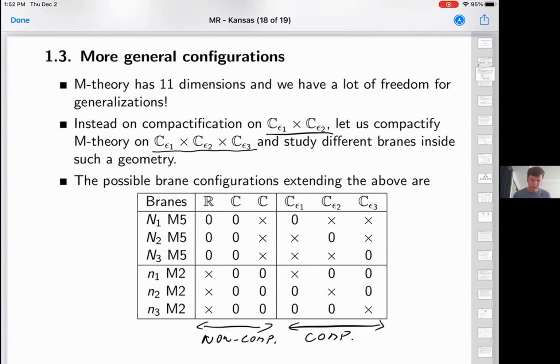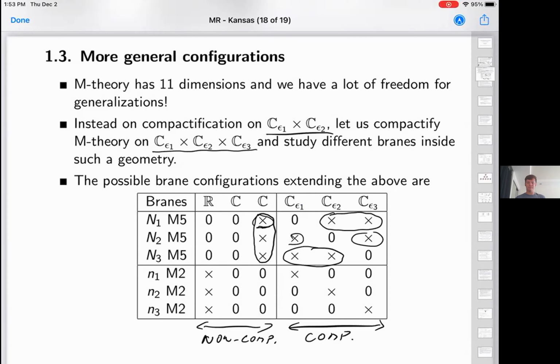So in particular, in M5 branes, before we had this one C, and we had two C's in the omega deformed direction in the compact part of the space-time. So what we are going to do now, we can obviously modify this picture slightly by keeping the same support in the non-compact part of the space-time, but considering the three possible orientations in the compact part of the space-time.